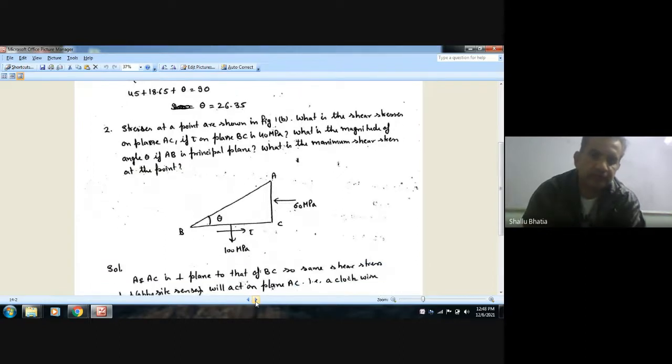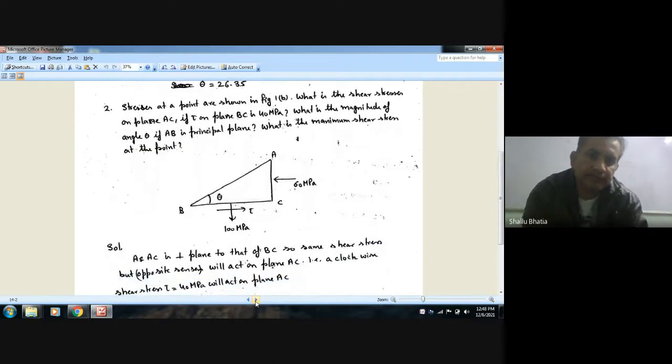Next question. Stresses at a point are shown in the figure. What is the shear stress on plane AC? If tau on plane BC is 40 MPa, what is the magnitude of angle theta? If AB is a principal plane, what is the maximum shear stress at that point?